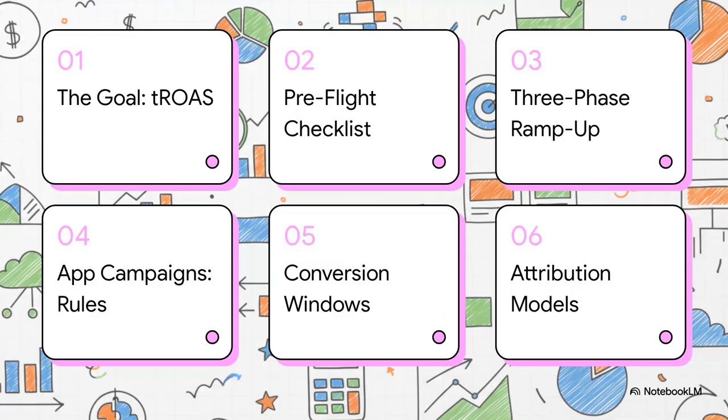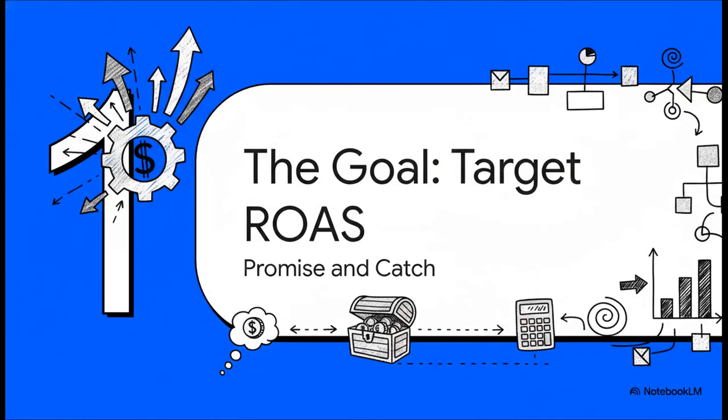So here's our game plan. First, we're going to get crystal clear on the goal of Target ROAS. Then, we'll run through the absolute non-negotiable pre-flight checklist. After that, we'll cover a 3-phase ramp-up for brand new campaigns, talk about the special rules for app campaigns, then get into mastering conversion windows, and finally, we'll wrap up with choosing the right attribution model. Let's get to it. Okay, Section 1.